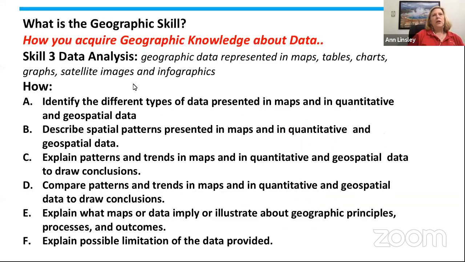All right, so once again, all of our skills have incremental levels that they go through. Data analysis begins with the very beginning of identify, and then it goes through describe and explain. And oh, we do have a compare. Yes, a compare, and then explain what it implies or what it links to in terms of geographic principles or processes.